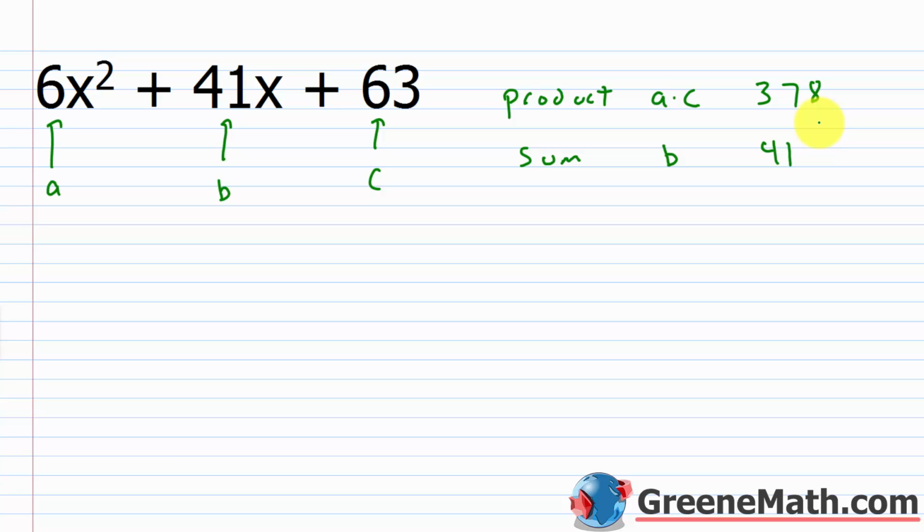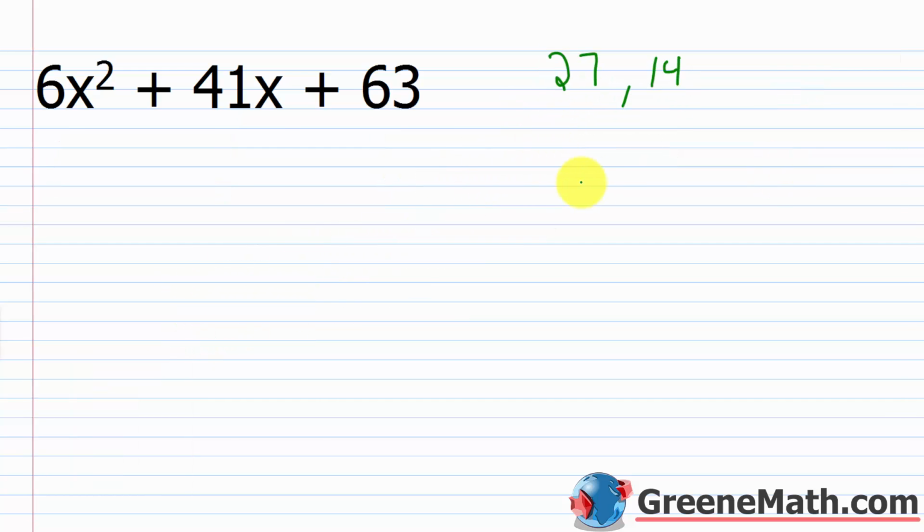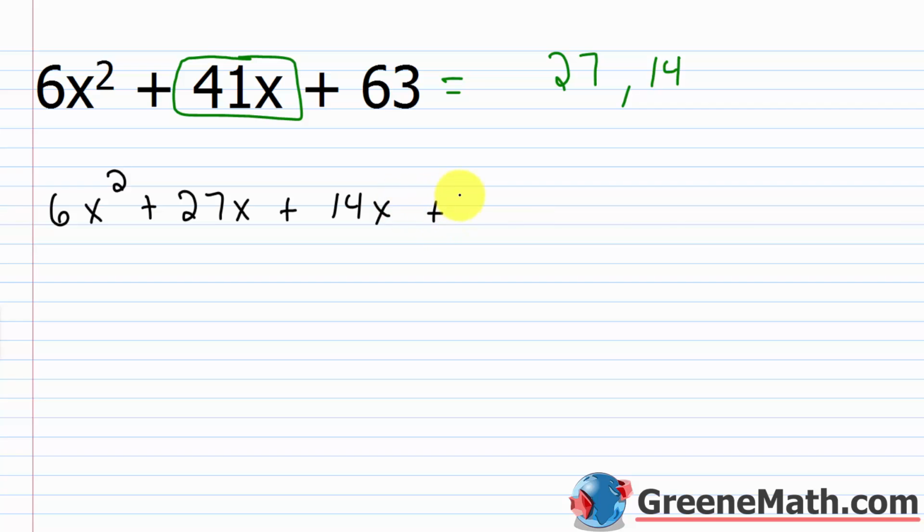Now 27 plus 14 is 41. So we found our two integers, right? We want 27 and 14. 27 times 14, again, would give me 378. 27 plus 14 would give me 41. So let's drag these numbers over here. So again, what am I going to do with these numbers? I'm going to use them to expand this middle term. That's all I'm doing. Very simple process. So we have 6x squared plus, I'm going to go ahead and write 27x first, and then plus 14x, and then plus 63. Okay? So nothing illegal here.